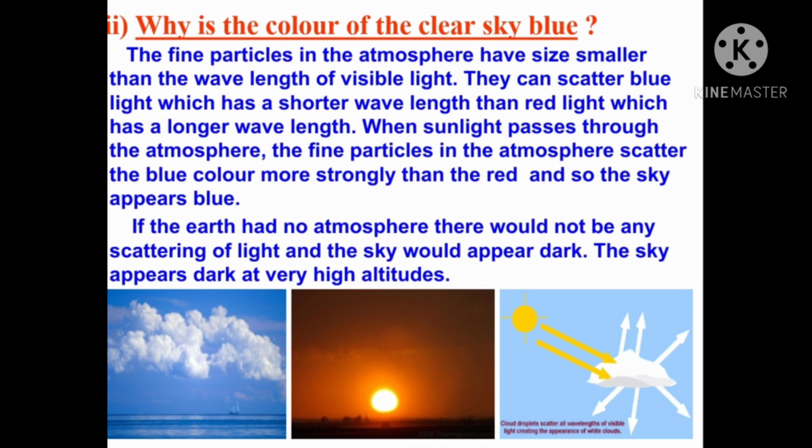You might have observed that the danger signal lights are red in color. The reason behind that is that red color is least scattered by fog or smoke. Therefore, it can be seen in the same color at a distance.